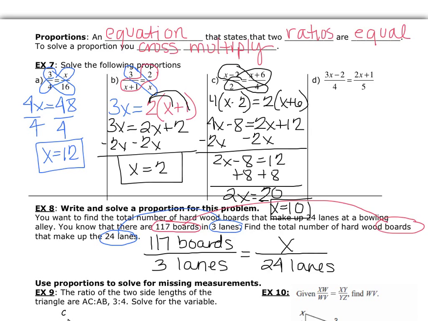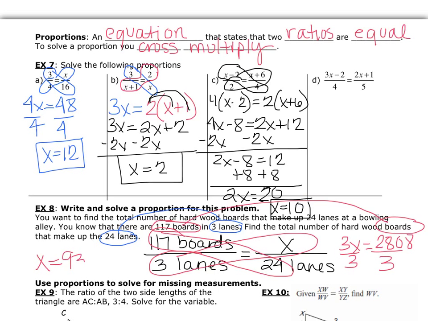Now we're going to cross multiply here. So we have 3x. And then we cross multiply here: 117 times 24 is going to give us 2808. Solve for x. So you will have 936 boards in 24 lanes. So that's how you use proportions in the real world. So when you say, oh my gosh, I'm never going to need this ever again, see, you never know.